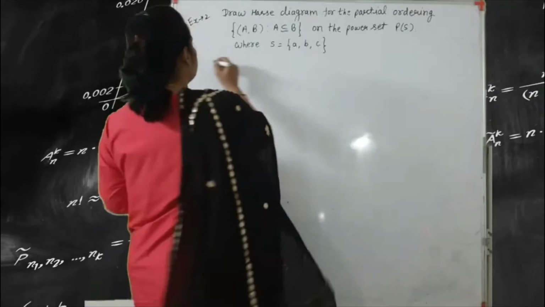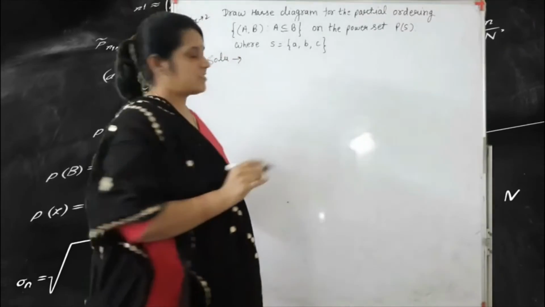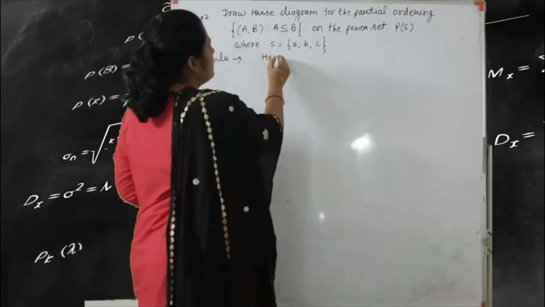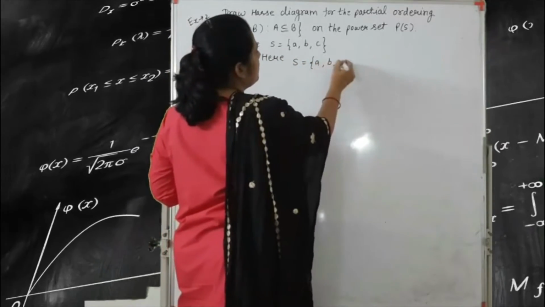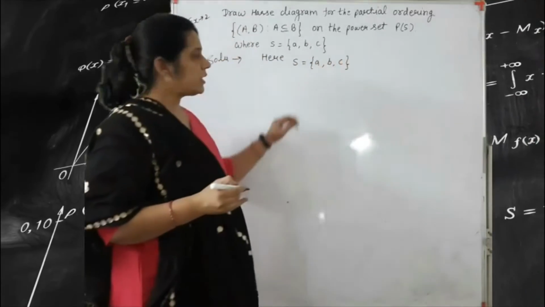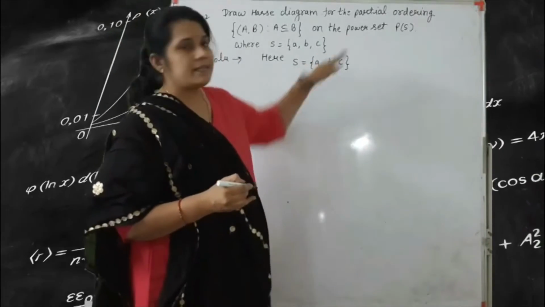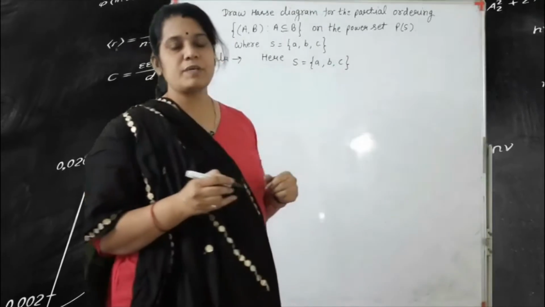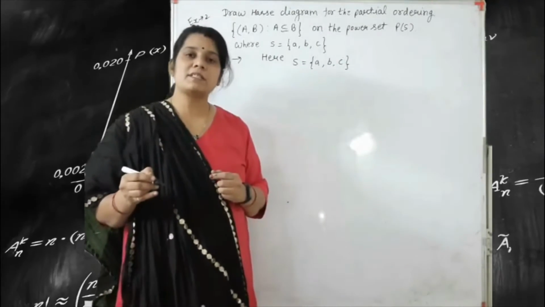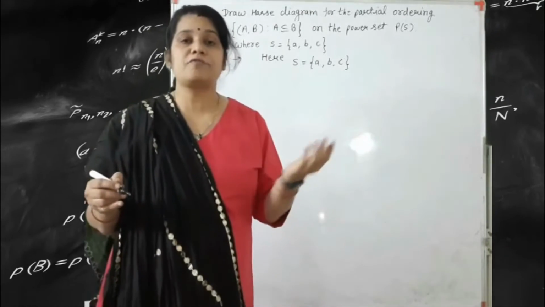Okay, so here the solution is first we map the power set. So here we are given S is equal to what? a, b, c. Okay, so with the help of this set S, first we write here the power set of S. So what do you mean by the power set of S? What is the definition of the power set? Power set is the collection of all the subsets of set S.